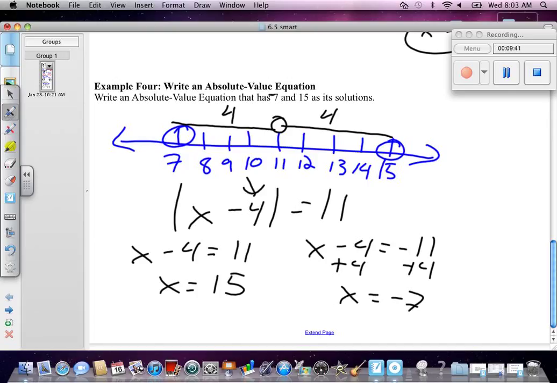So you put the difference here, and you put the middle here. How do you know to use 4? Because the distance between 7 and 11 is 4.